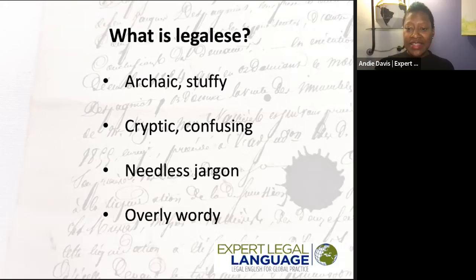And finally, legalese is that overly wordy style that a lot of lawyers seem to feel is a hallmark of good legal practice. You know, there's that old joke about lawyers being paid by the word, but we're trying now to find ways to get around that. If it can be said in 10 words, why say it in 50? That's not what we mean to do. It should be the opposite.